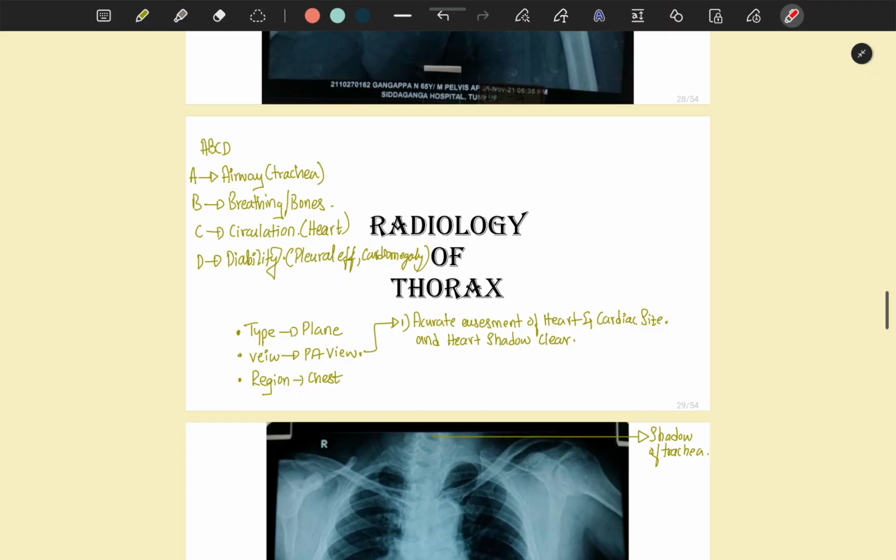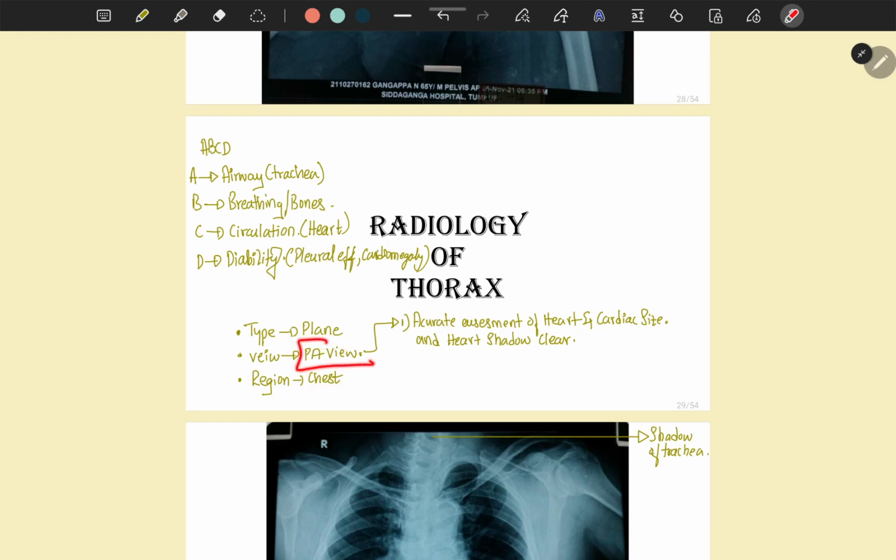So here, first you must say the type. It is plain type, and which view. It is a posterior anterior view. Unlike upper limb and lower limb, which was an anterior posterior view, in the thorax it is a posterior anterior view, PA view. And the region, if you ask, it is chest region or thorax region.